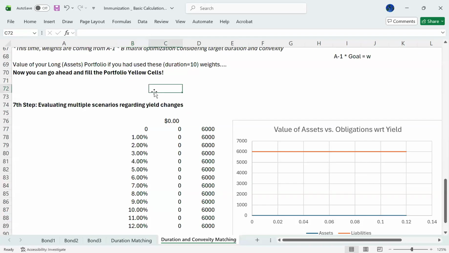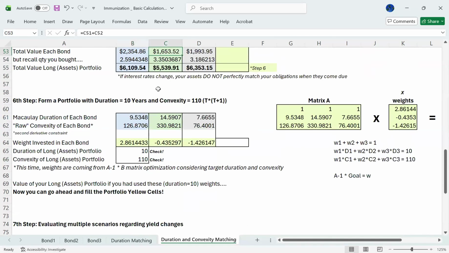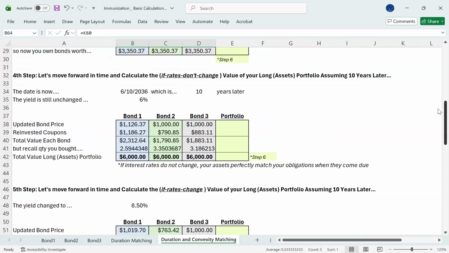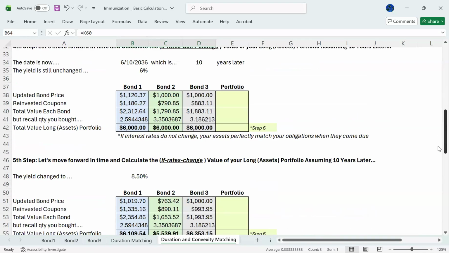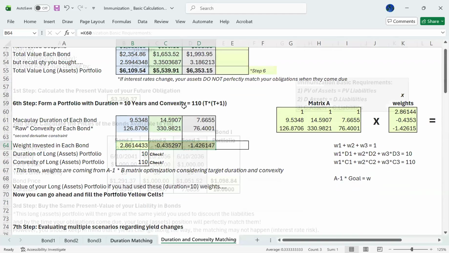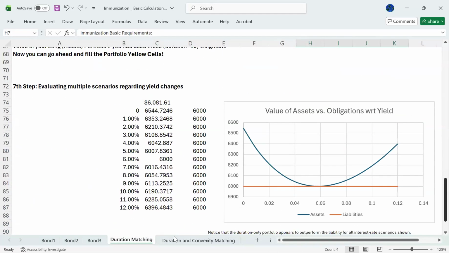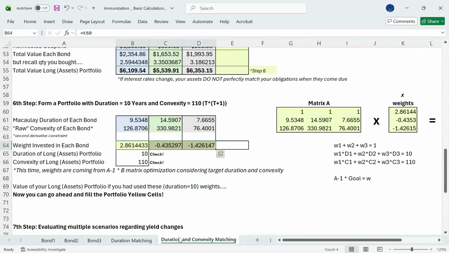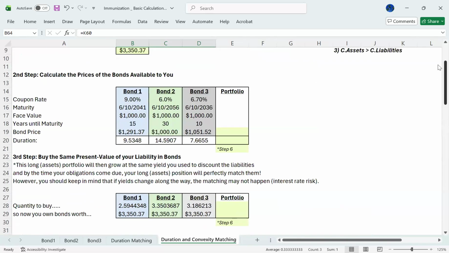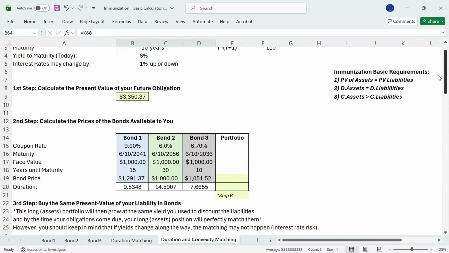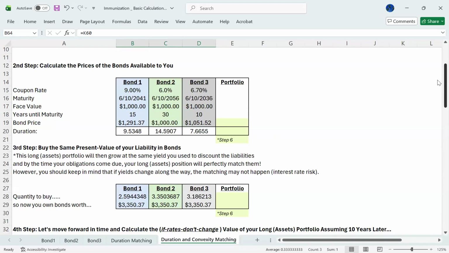Now what we can do in this case is work with these weights and work on the portfolios in the same way we did before. In this exercise, we were only looking at the duration, but now we're also considering the convexity, and so immunization is going to be even more precise. So what do we do? The exact same thing we did before.